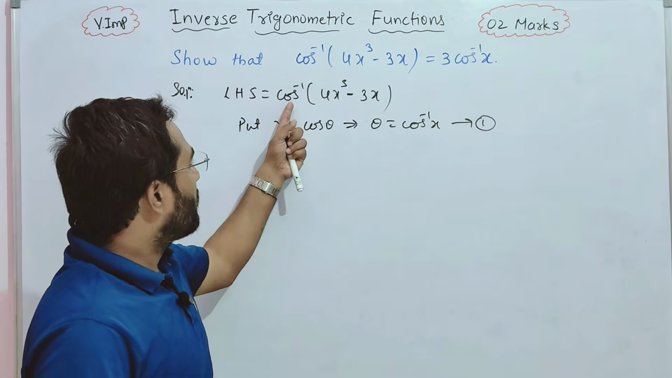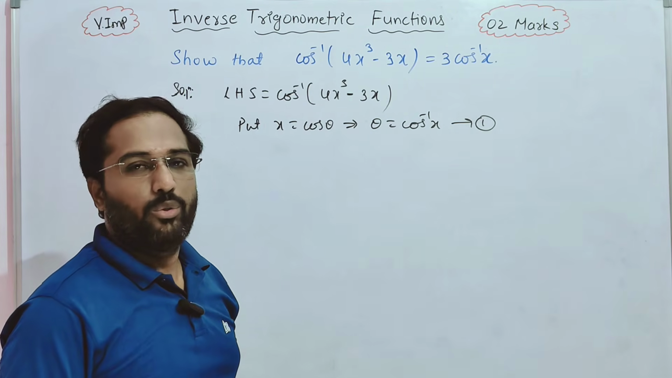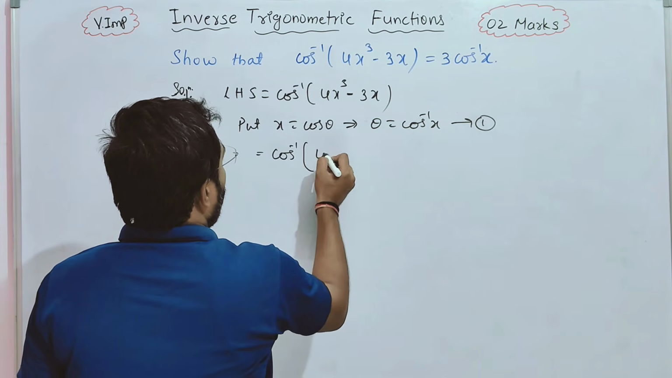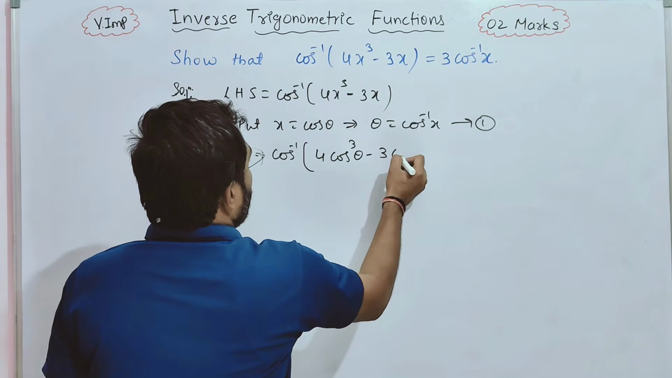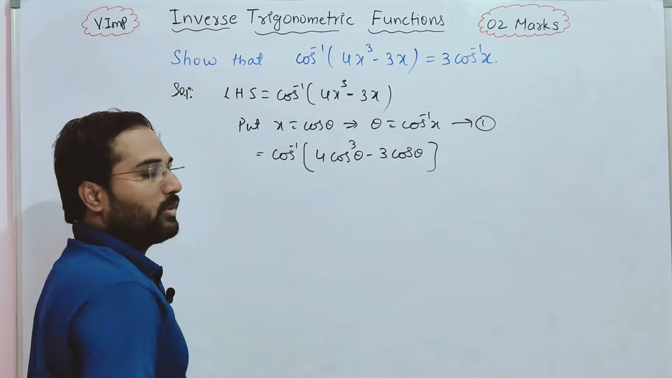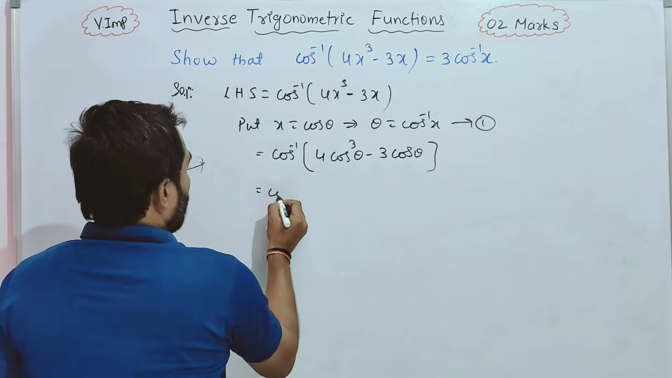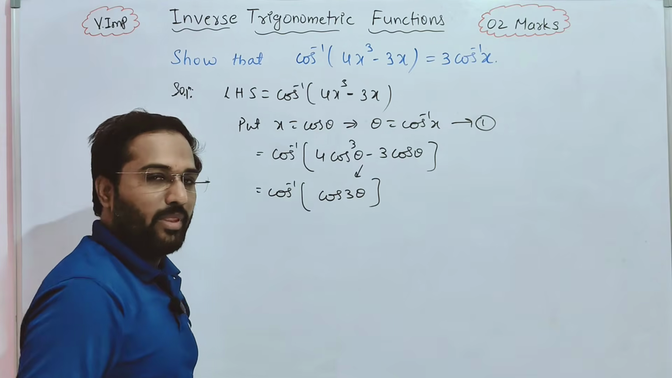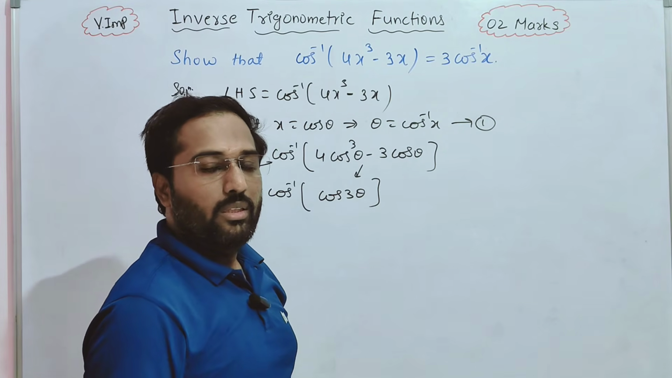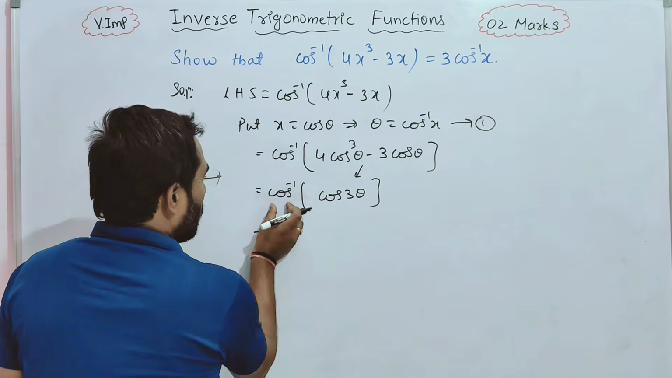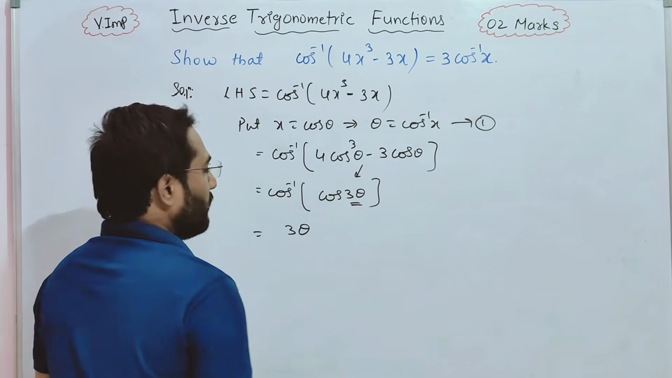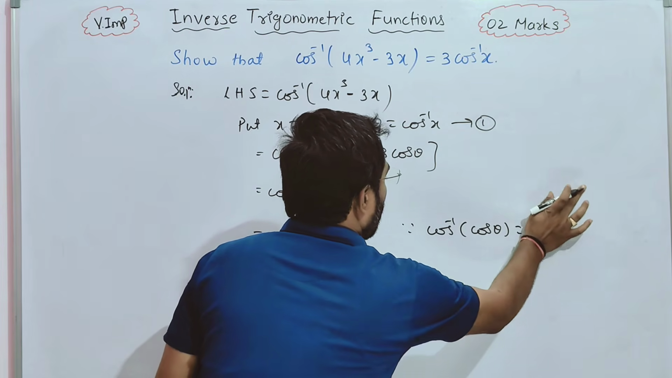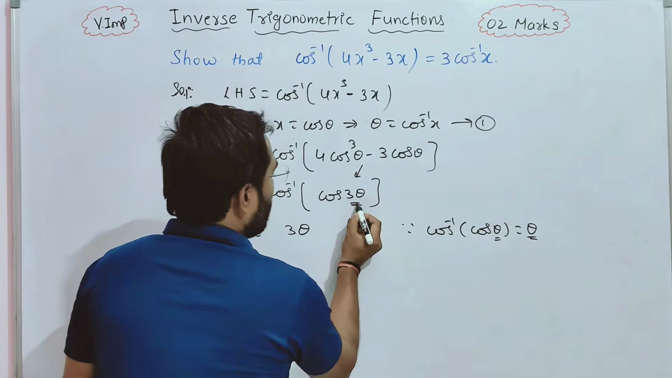You can see cos inverse is there, so you need cos inside, because we need to use the property cos inverse of cos. What does this become? Cos inverse as it is, 4x cube in the sense 4 cos cube theta, minus 3x in the sense 3 cos theta, because x is cos theta. Here it is, substitution. So cos inverse of this formula is cos 3 theta. Exactly the cos 3 theta formula, just as it was sine 3 theta in the previous example. Now cos inverse of cos 3 theta is 3 theta. Theta is theta, 3 theta is 3 theta.